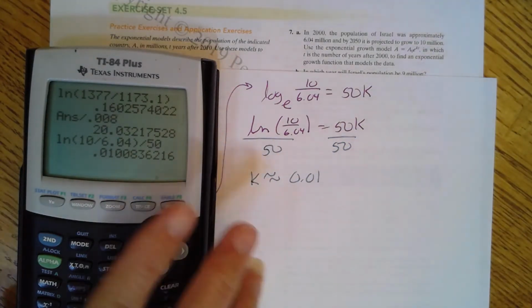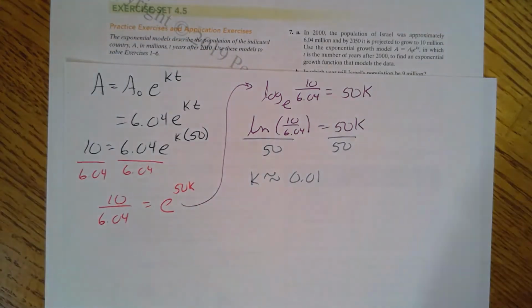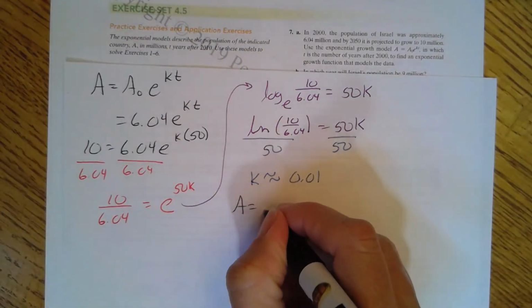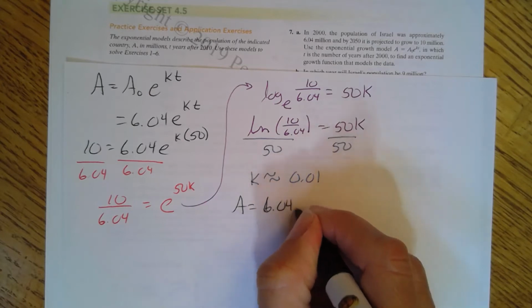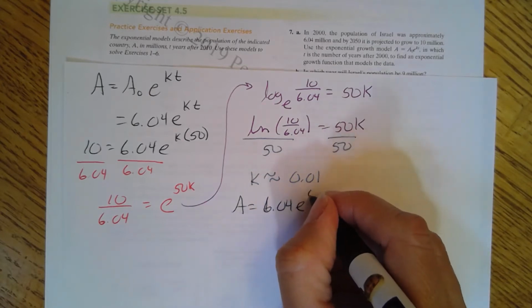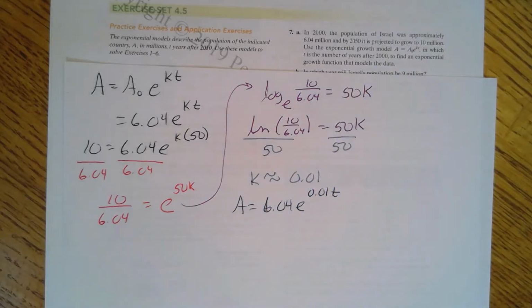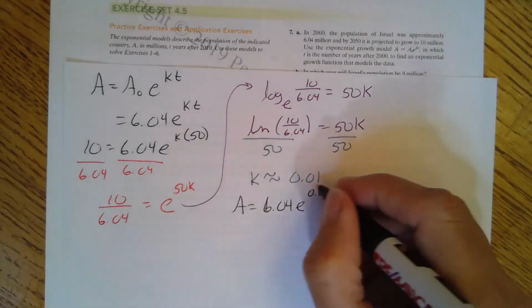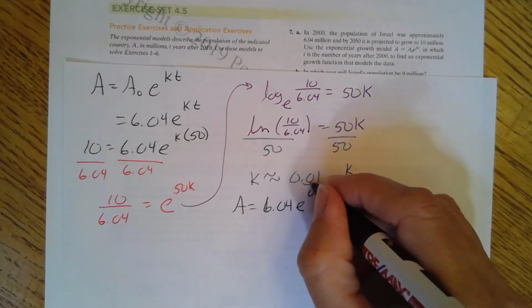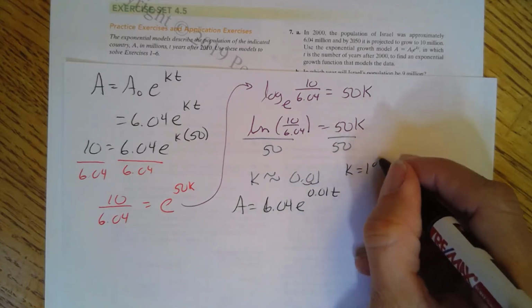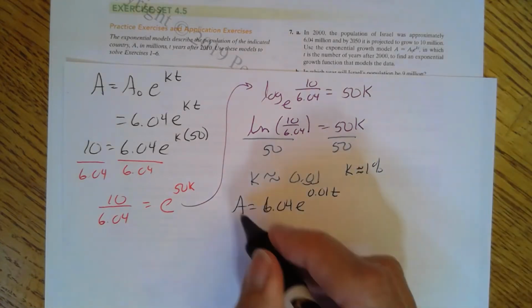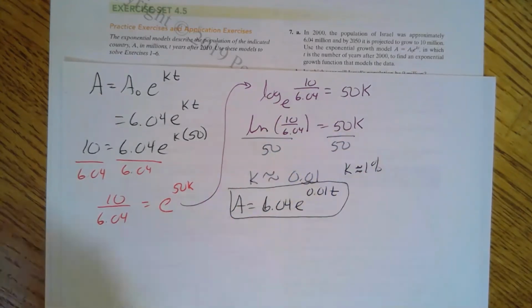So what is going to be my exponential function? It's going to be A equaling A naught, which was 6.04, e to the k, which is 0.01 times t. Now they might want k as a growth rate, so you move the decimal two places to the right, so k would be 1%. All right, so we have our formula, A equaling 6.04 e to the 0.01t.